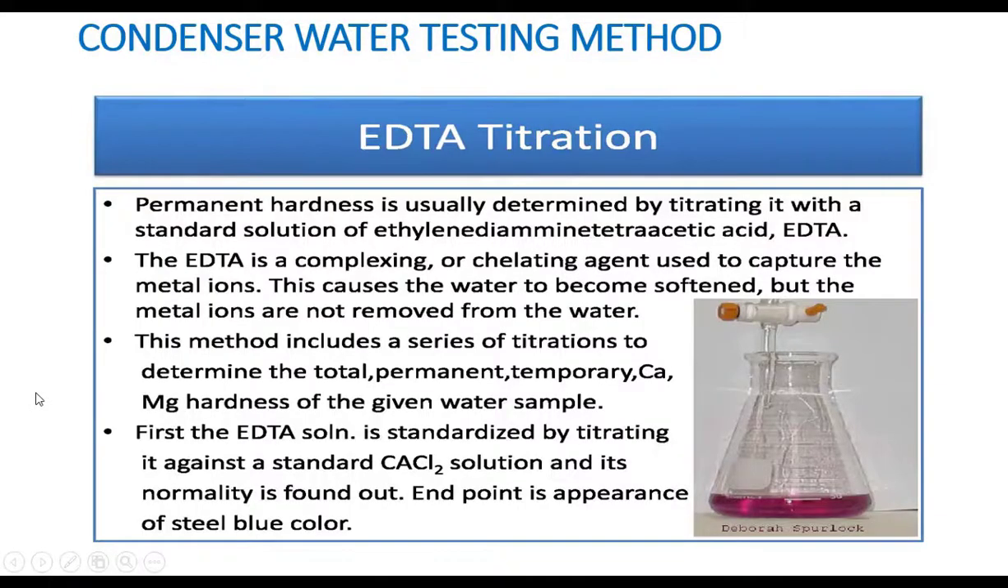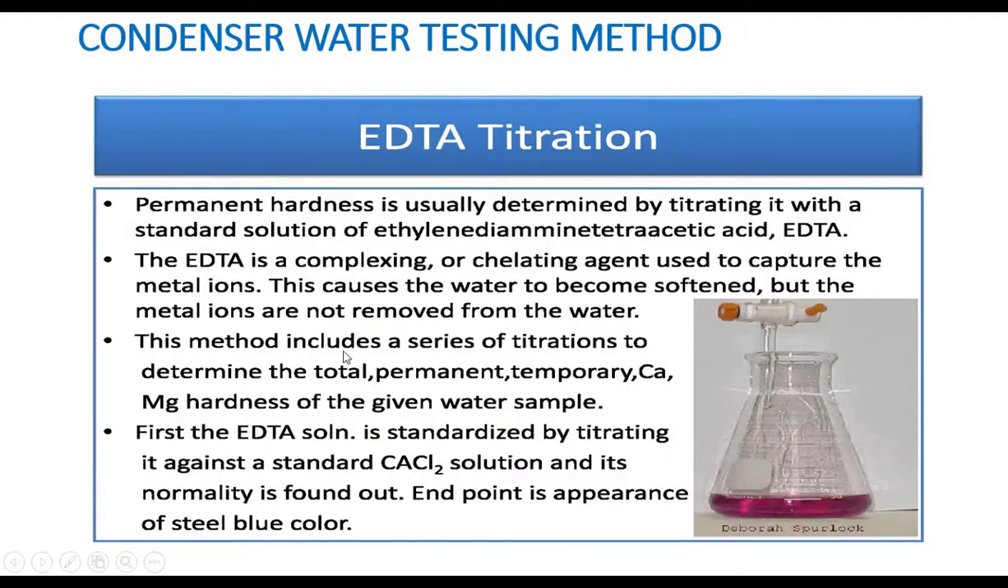Now we will see how to check the condenser water testing. The method is called EDTA titration. Permanent hardness is usually determined by titrating it with a standard solution of ethylenediaminetetraacetic acid. EDTA is a complexing or chelating agent used to capture the metal ions. This causes the water to become softened, but the metal ions are not removed from the water.